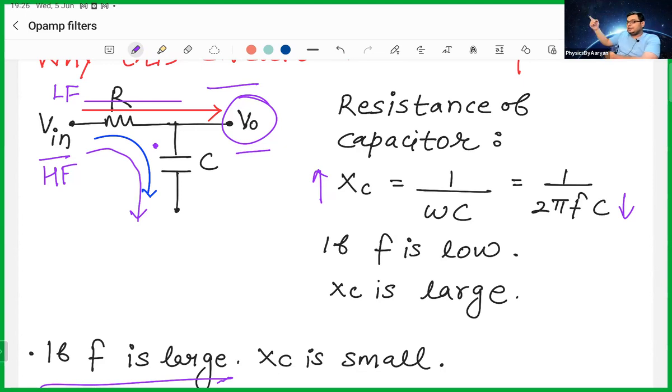So that is why ultimately in the output, what are we getting? We are getting low frequencies and we are not getting high frequencies. That is why this is known as a low pass filter. Is it clear? Is my point clear to all of you?